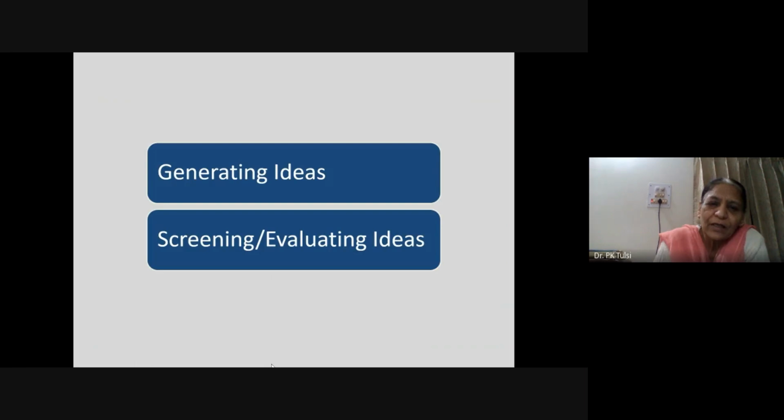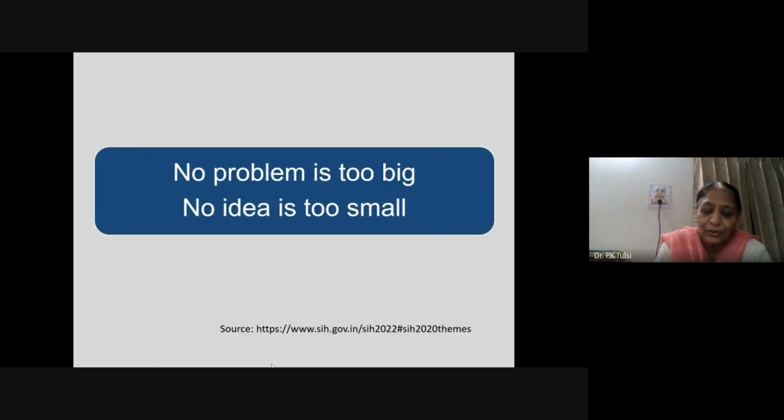So then the first step is that you do the need analysis, then the ideas are to be generated. Now, this generation of ideas is followed by screening and evaluating ideas. So, a variety of techniques can be used to generate ideas. And it is rightly remarked that no problem is too big, no idea is too small.